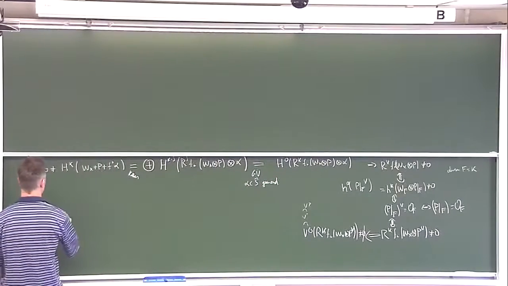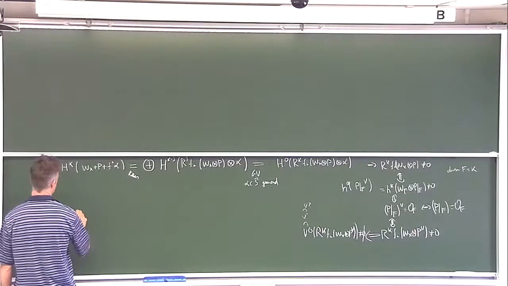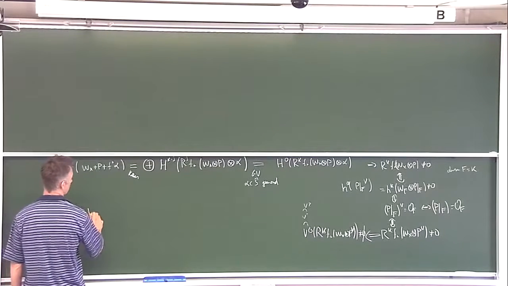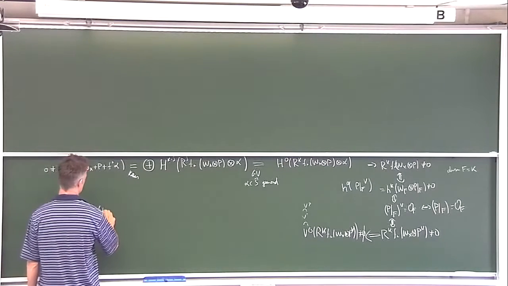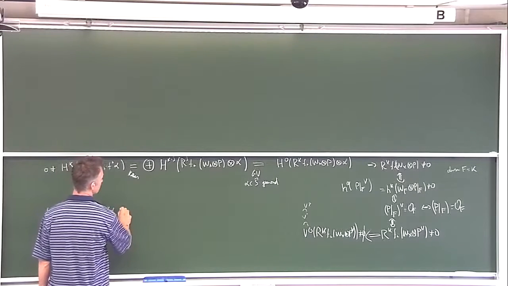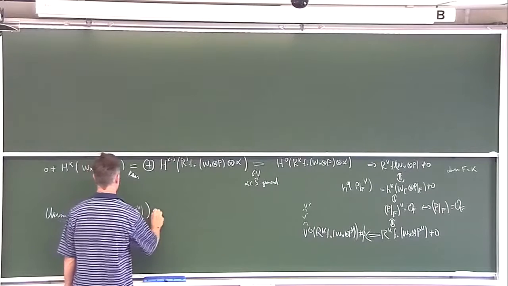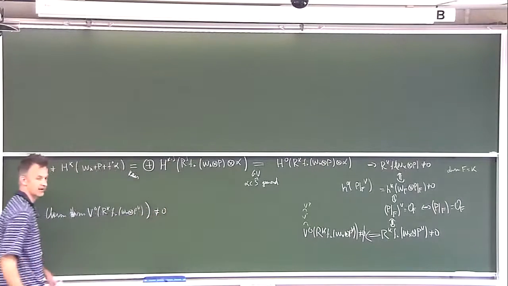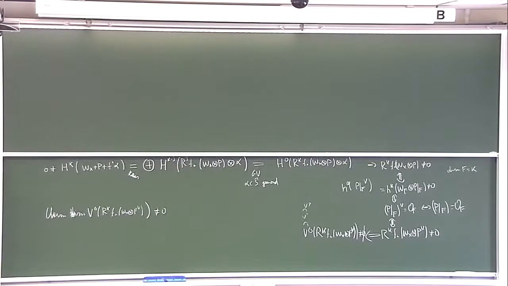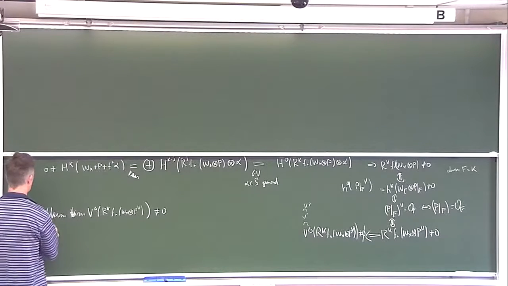So what I want to show here, the claim is that the dimension of this V^0 of R^k f lower star omega_X tensor P dual is non-zero. So that's the thing I forgot to do last time. So how does the proof go?